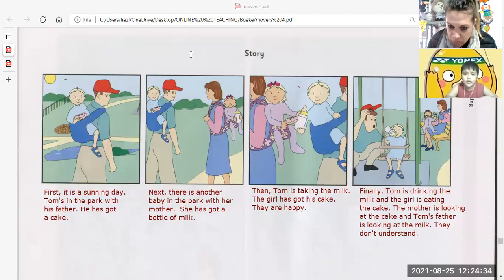Then Tom is taking the milk. The girl has got his cake. They are happy. Finally, Tom is drinking the milk and the girl is eating the cake. The mother is looking at the cake and Tom's father is looking at the milk. They don't understand. Tom's father, not Tommy's father. Tom's father is looking at the milk. Yes. They don't understand.